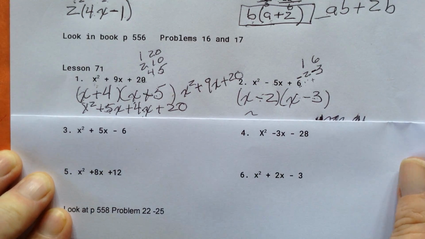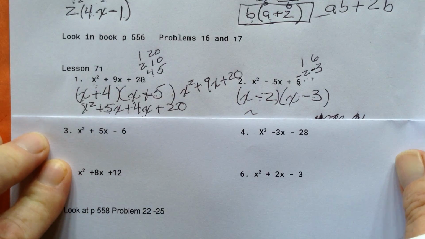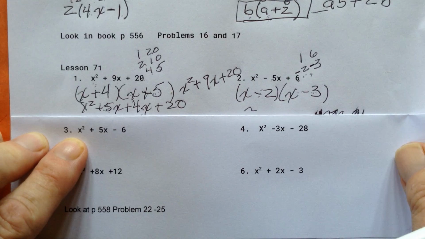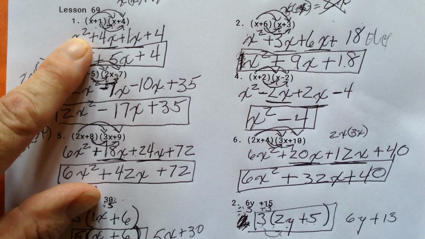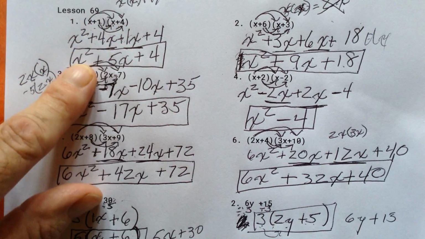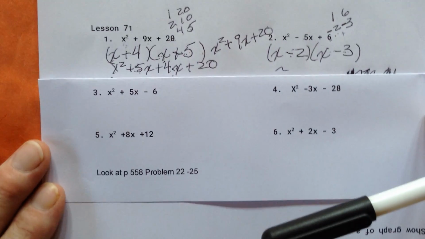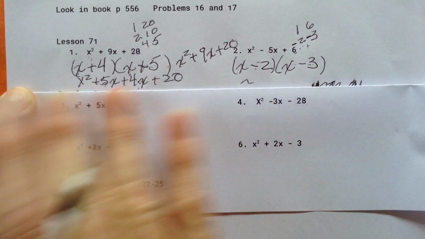Okay, this is a continuation of lesson 71. Again, these are problems from the book, and we're factoring the quadratic. We're doing the opposite of lesson 69. In lesson 69, you're making the factors into a quadratic by doing the distributive. So here we're doing the opposite, like you saw in the last video. So how do you do that?